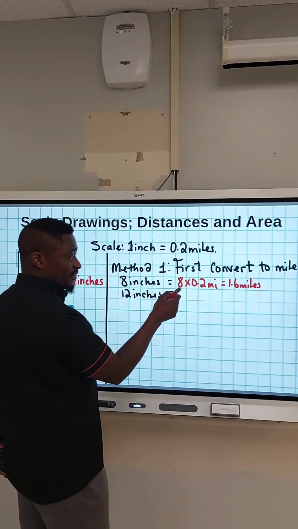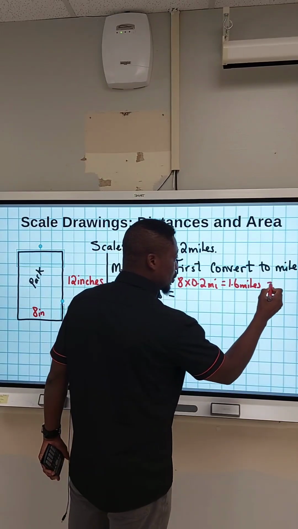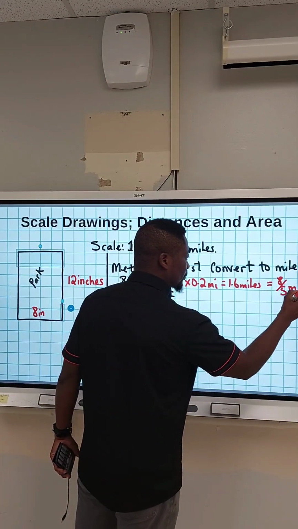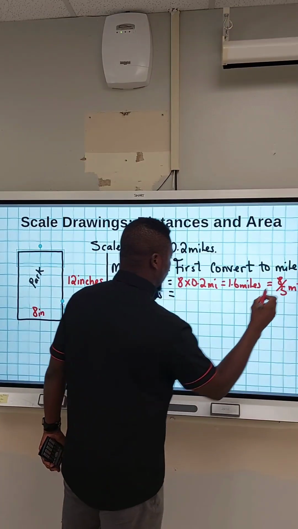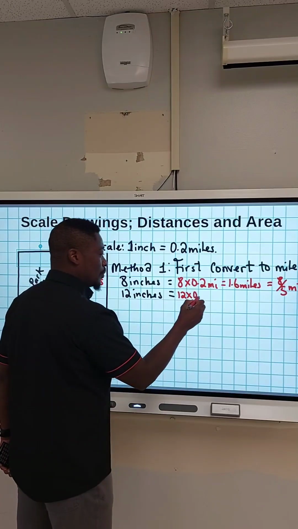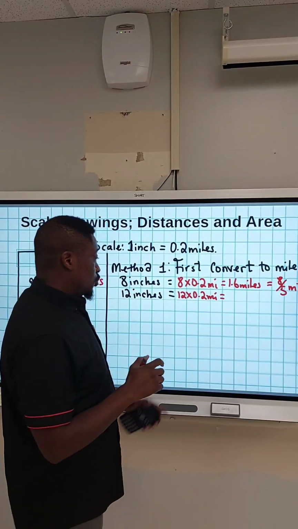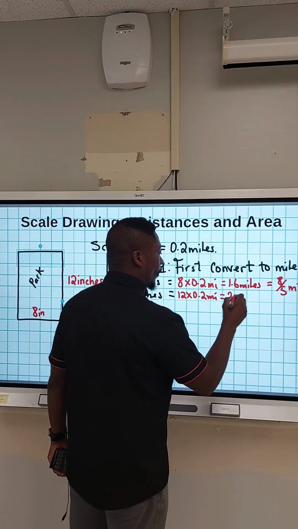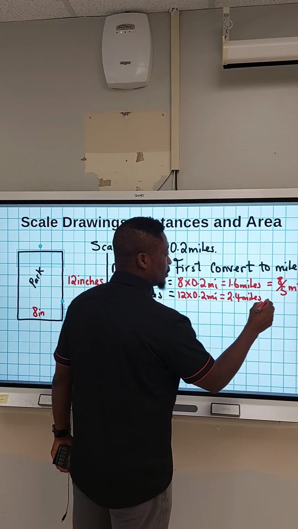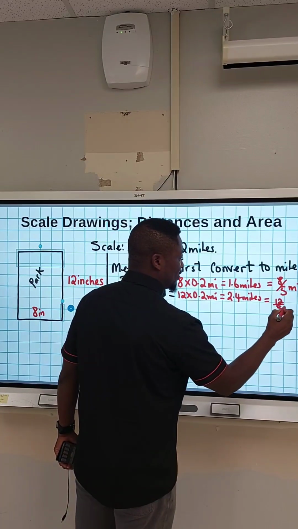Or if you decide to use fractions by converting 0.2 as 1/5, then this is also the same as 8/5 miles. Okay? Same thing, 12 inches will be 12 times 0.2 miles, which is 2.4 miles. And if you were to write it as a fraction, that would be 12/5 miles.